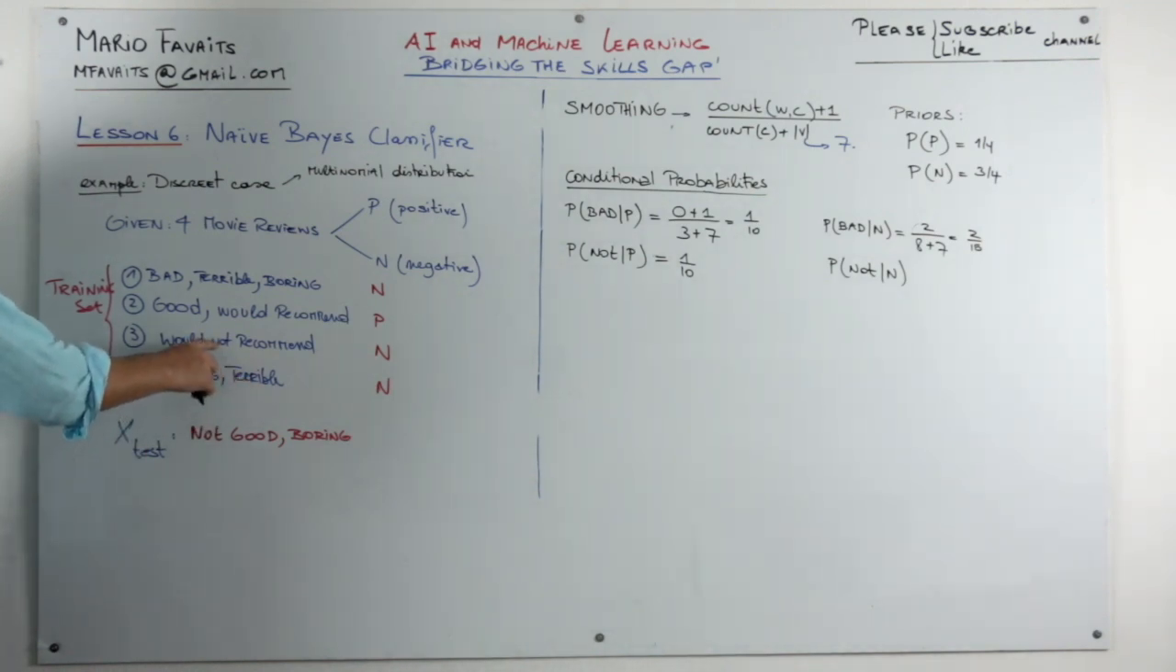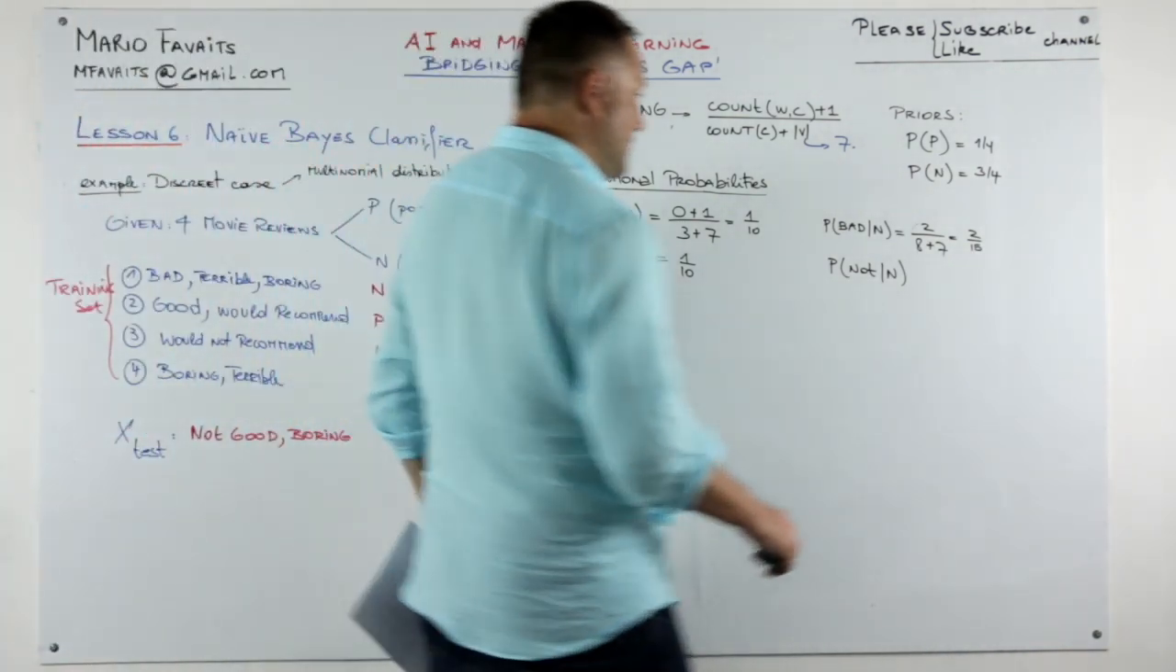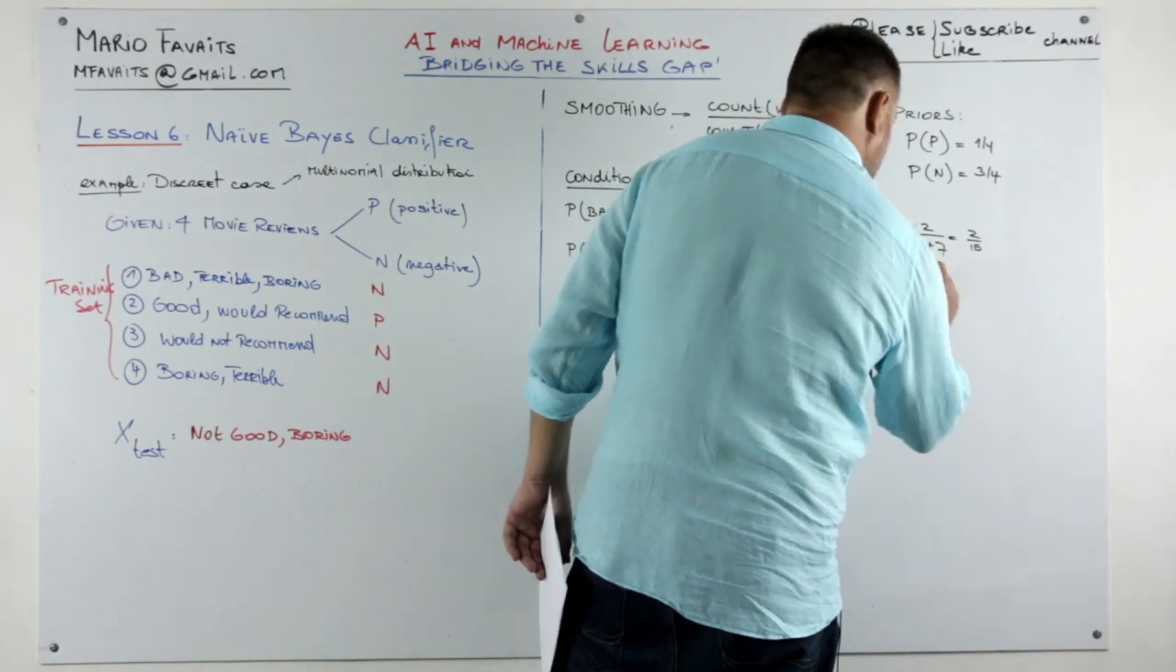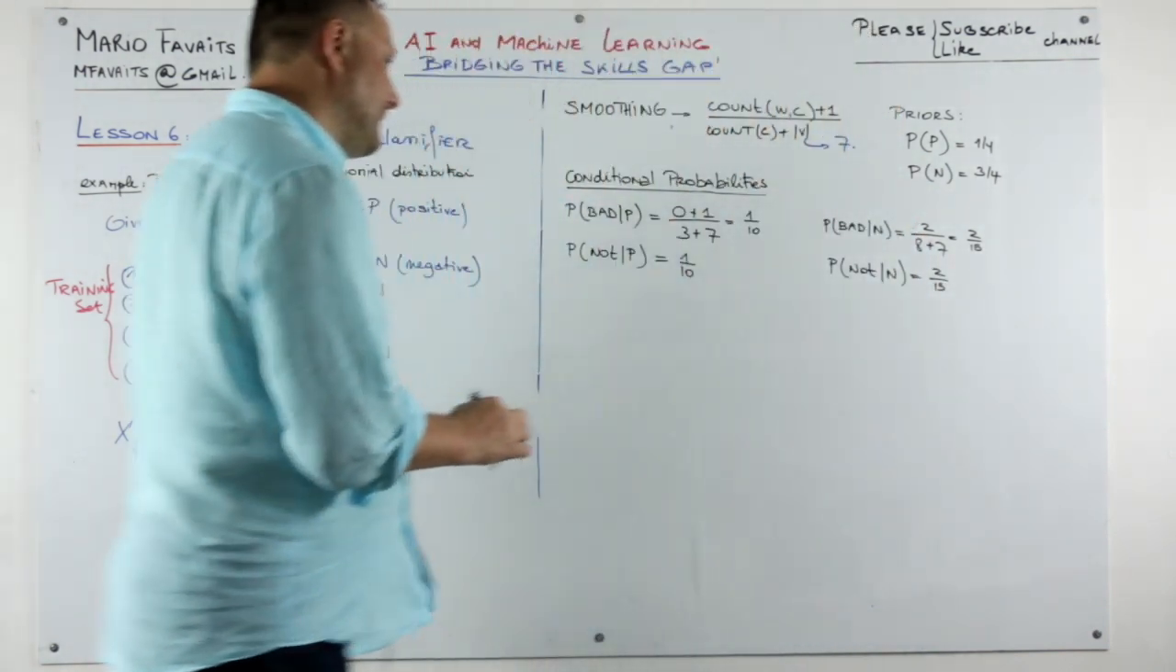just 1. So 1 plus 1 is 2. So that's 2 out of 15. Now it's exactly the same.